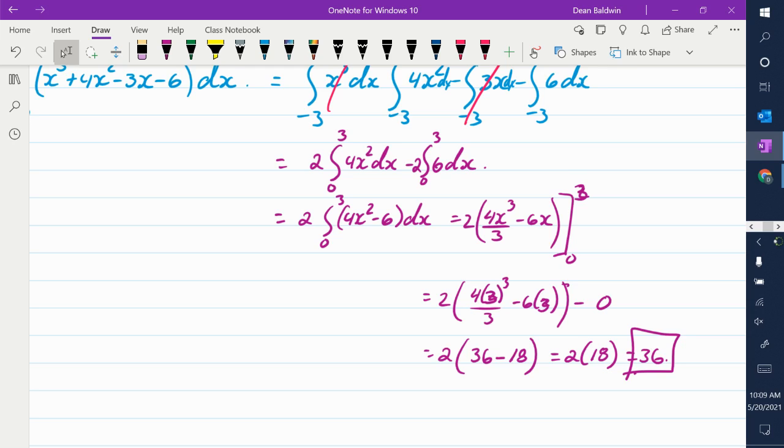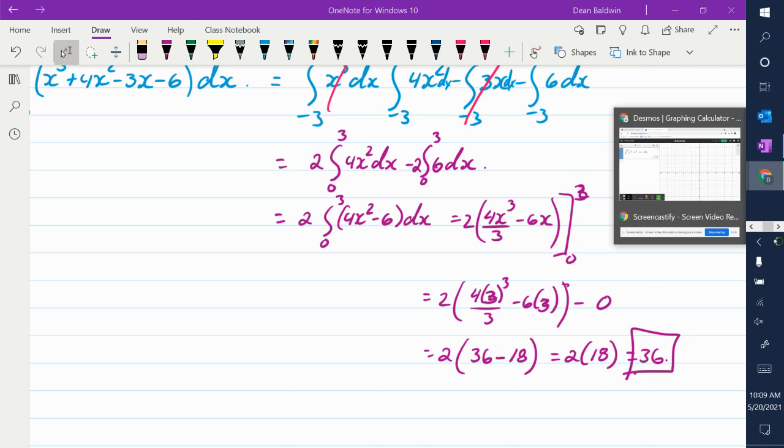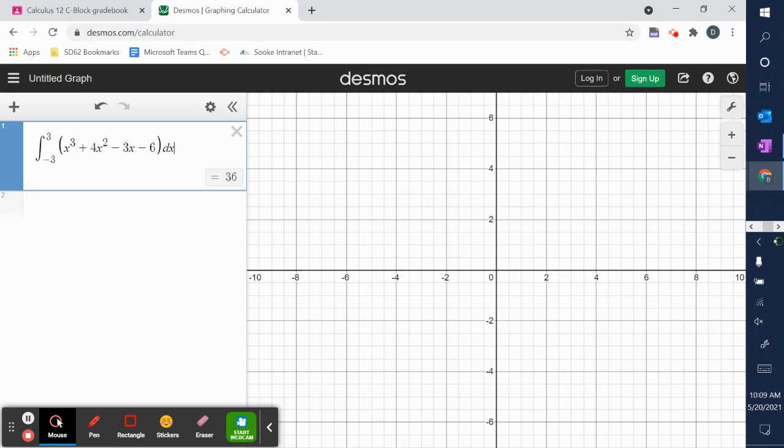And just to confirm it, I'll put it back up in a sec. Desmos actually gets it right. If you do the integral of the original function between negative 3 and 3, you get 36. Okay?